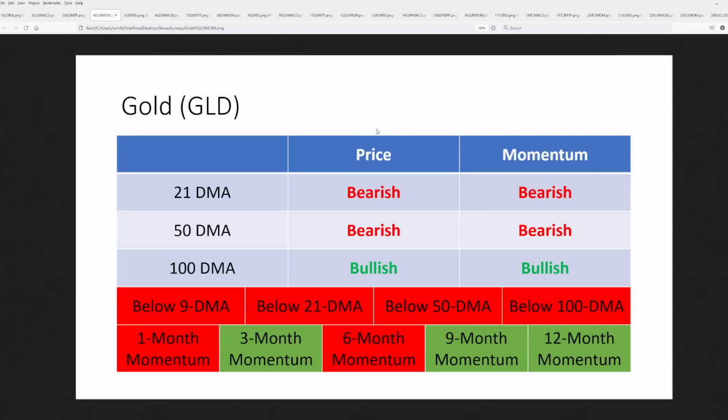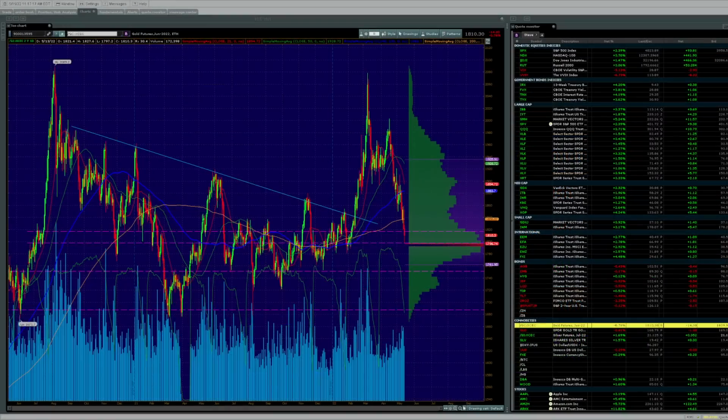Bigger picture for gold. We've got price bearish on the 21 and 50-day moving averages. Momentum is bearish below now all the key moving averages. 6-month momentum just broke. That's not good. A lot of algorithms trade around that 6-month mark. Let's look over the price charts.